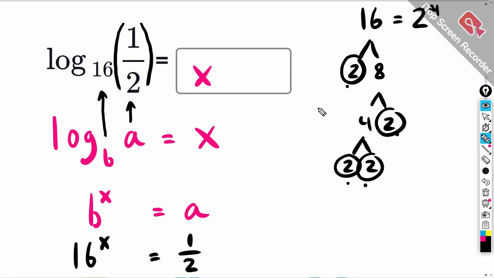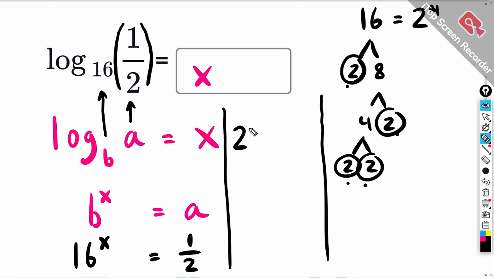All right, so let's see here if I have room. I'm going to replace 16 with 2 to the 4th. So instead of 16, that's going to be 2 to the 4th. And that's raised to the power of x. And 1/2 is the same as 2 to the negative 1. All right, so we went over that last time. This is 2 to the first power. And if I take that and shift it into the numerator, it becomes 2 to the negative 1.